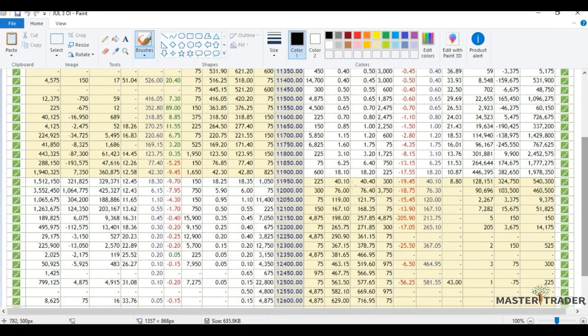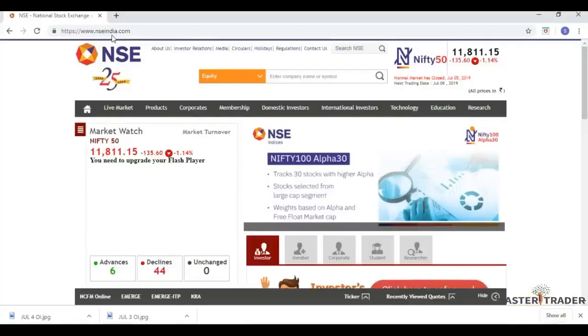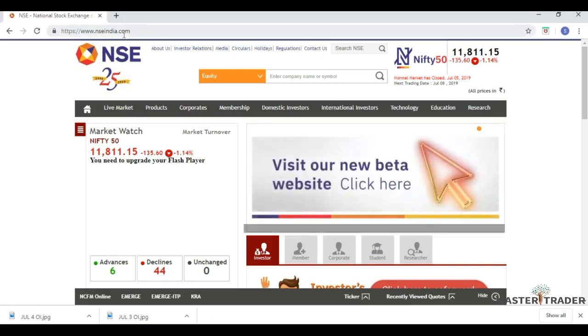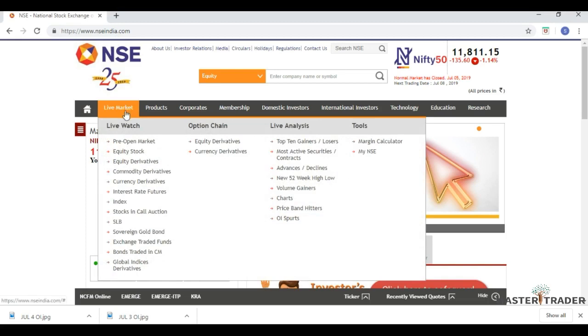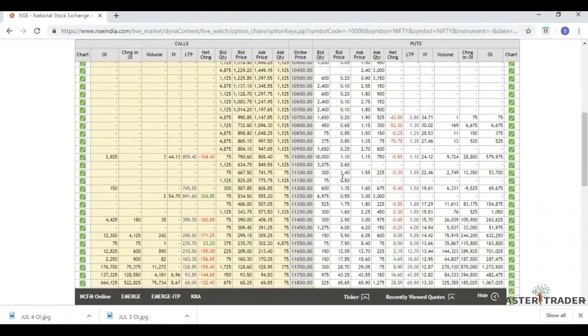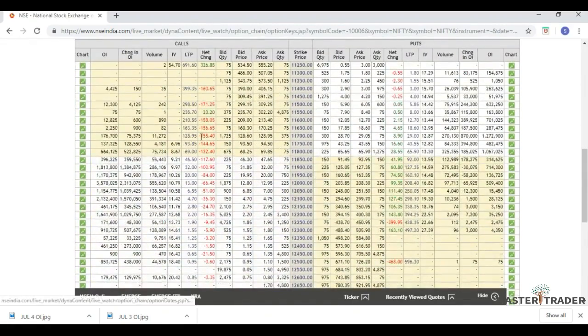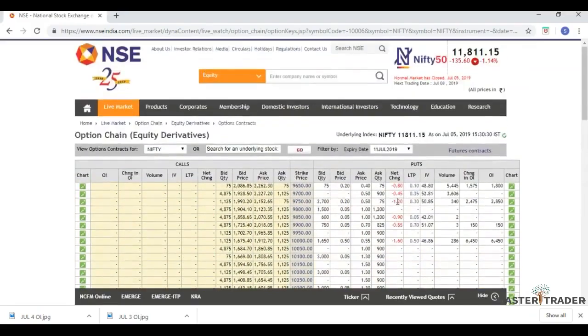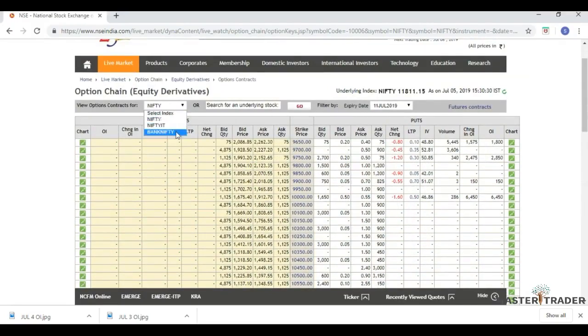So we can look at this option chain analysis, and we can get that from the NSE website, right? So if you go to nseindia.com, and go under live market, you click on equity derivatives. Here it will give you the option chain analysis for whichever F&O instrument, be it Nifty, Bank Nifty, or you can select any stock as well.